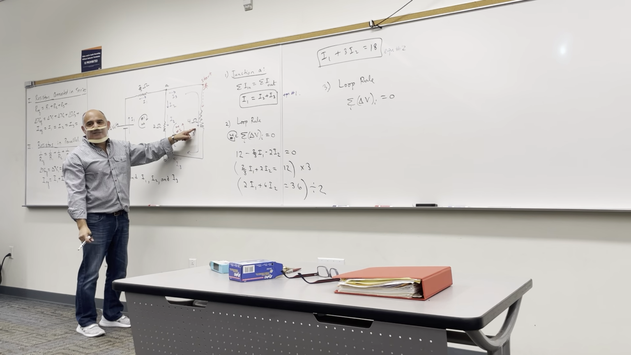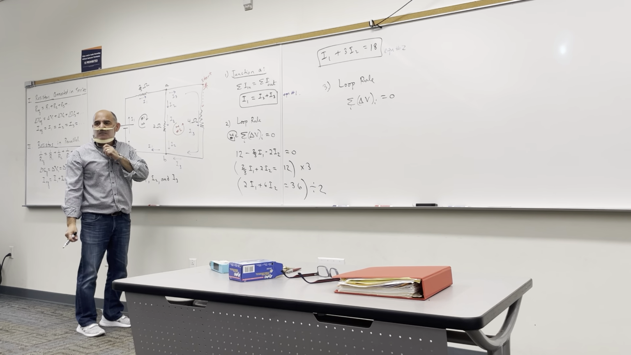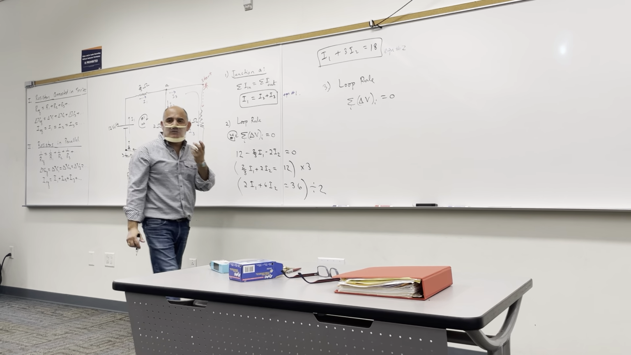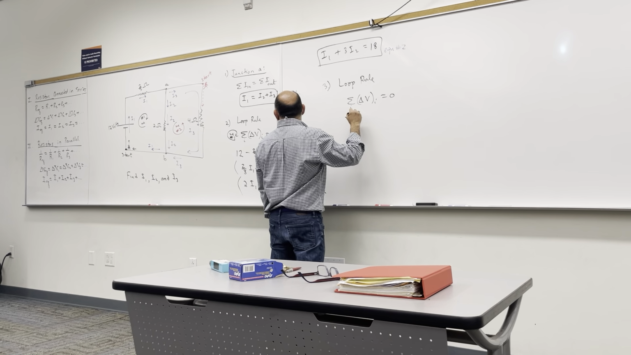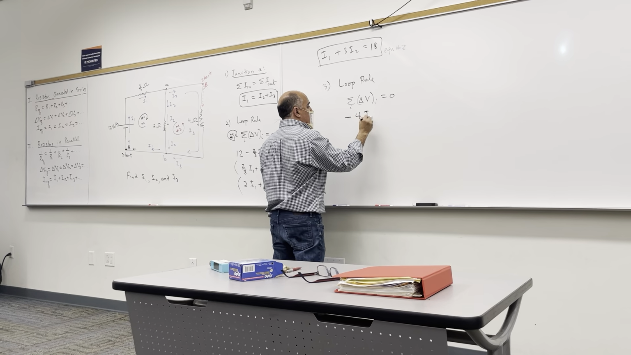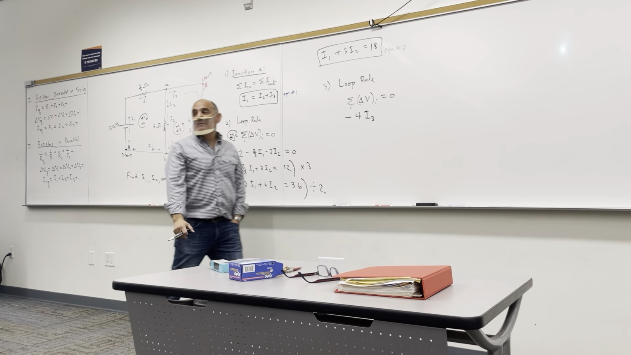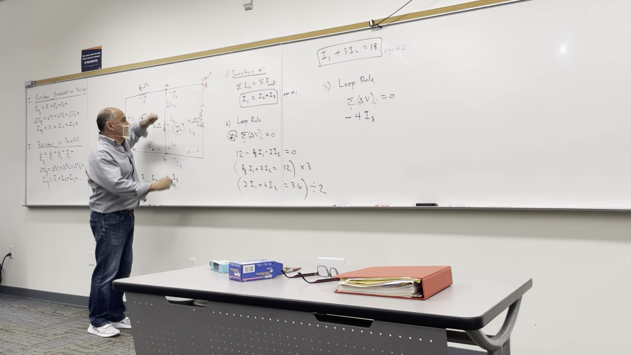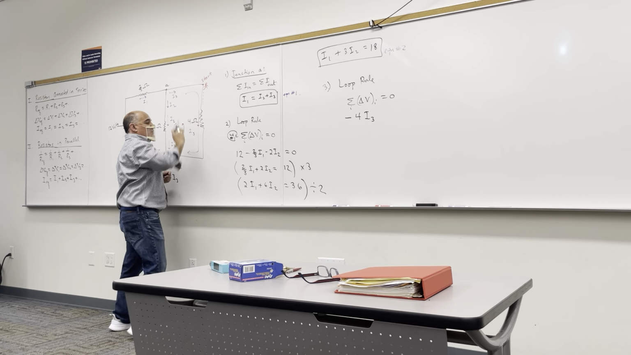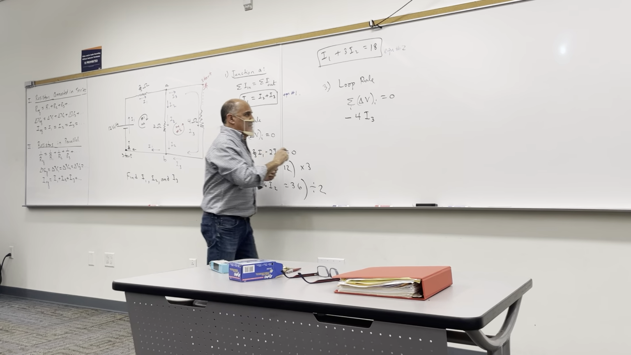The current through it is I3, and the resistance is 4. So what should I write down? What is the voltage across that resistor? Minus 4I3, right? Are you going clockwise? I'm going this way. Oh, I said counterclockwise. Okay, sorry, let me stick to what I said.